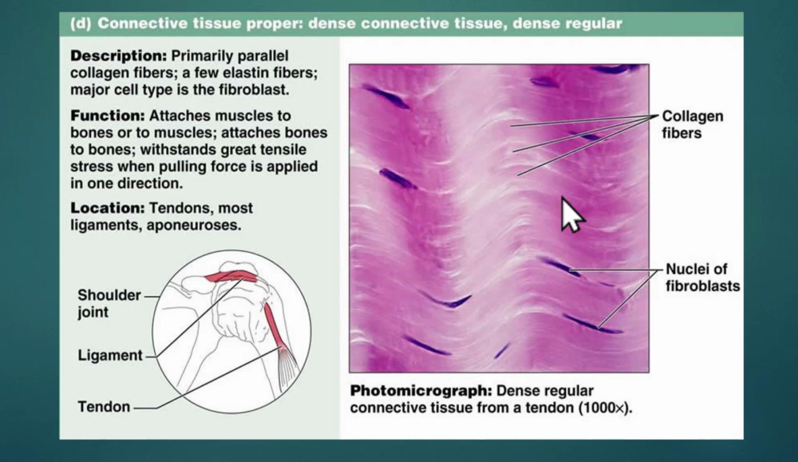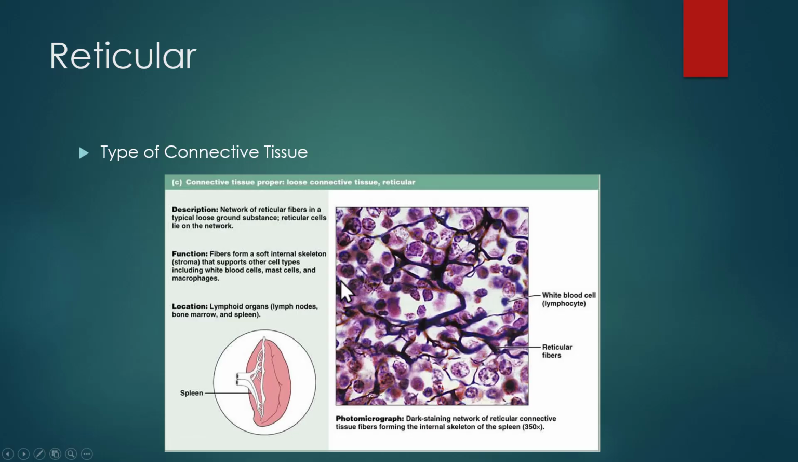So this is what most of our tendons and ligaments are made up of, and this gives us a lot of strength to those joints so they don't pop out. What you want to look for is this very dense tissue, these very long nuclei, and a lot of times with dense regular tissue, and I try to pick this out for you on your test, you see these little waves.